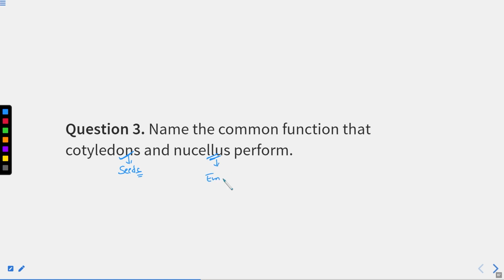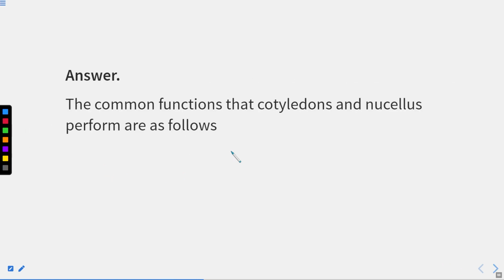We have already discussed the structure of the embryo sac. It consists of the antipodal cells, and the egg apparatus, which consists of the egg cell and the synergids. And in the center, the polar nuclei are present. The embryo sac, you can say, is present in the nucellus. Now, what are the common functions of this cotyledon and nucellus? The common functions that cotyledons and nucellus perform are as follows.